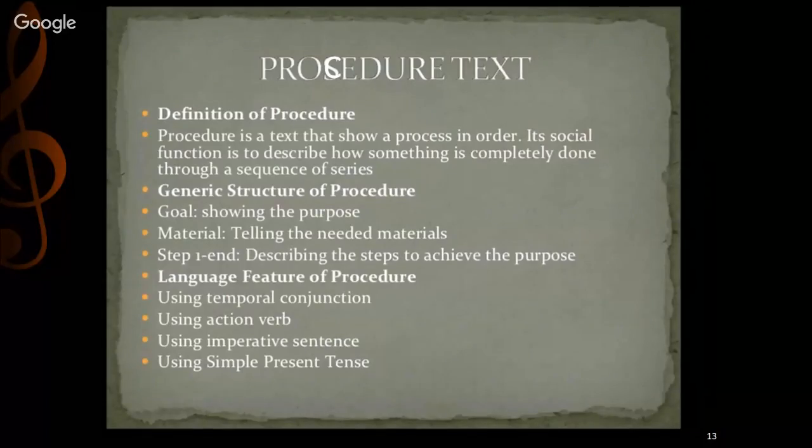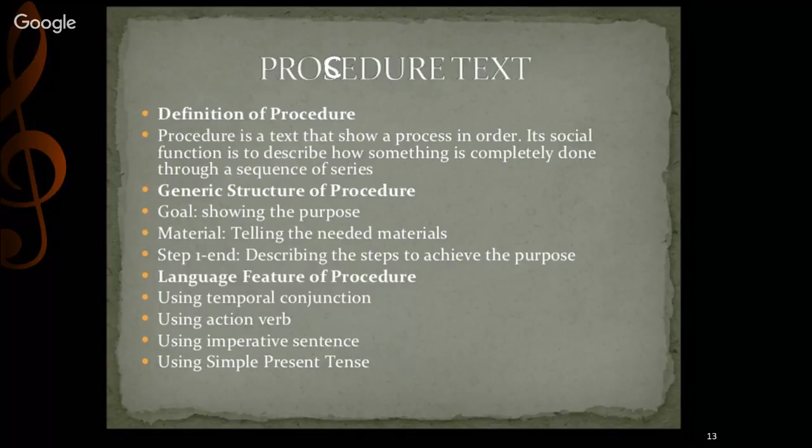The procedure next. Definition of procedure. Procedure is a text that shows a process in order. So step by step, that is the procedure text. Its social function is to describe how something is completely done through a sequence or series. Generic structure of procedure. Goal, showing the purpose. Material, telling the needed materials. Step one to end, describing the steps to achieve the purpose.